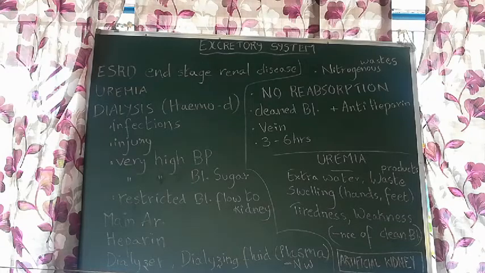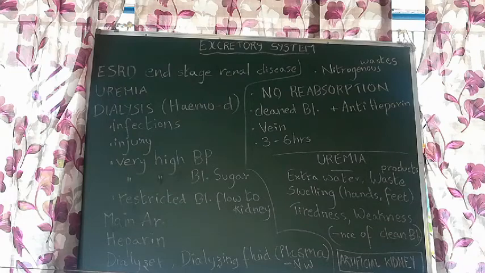So this is the process of dialysis when there is kidney failure. This is a must. All over the world, many patients with kidney failure undergo this process so that we can increase their lifespan. So this is about the artificial kidney.